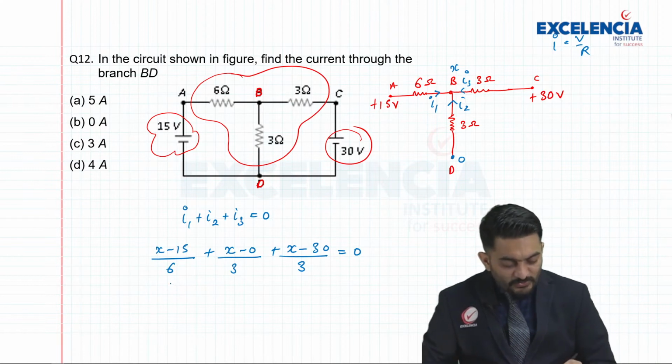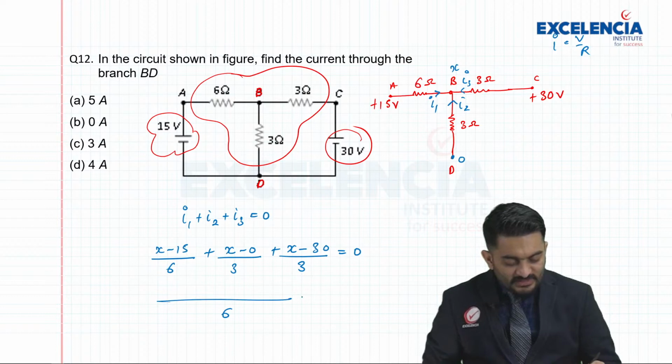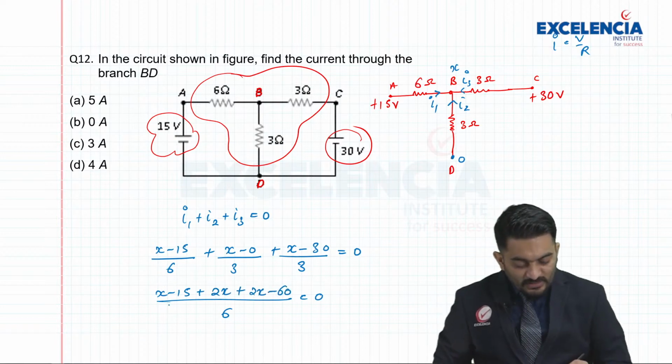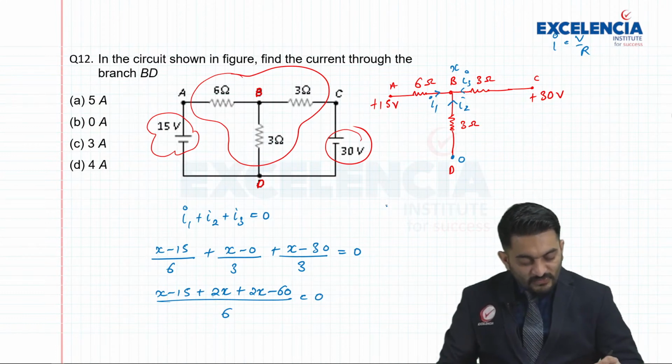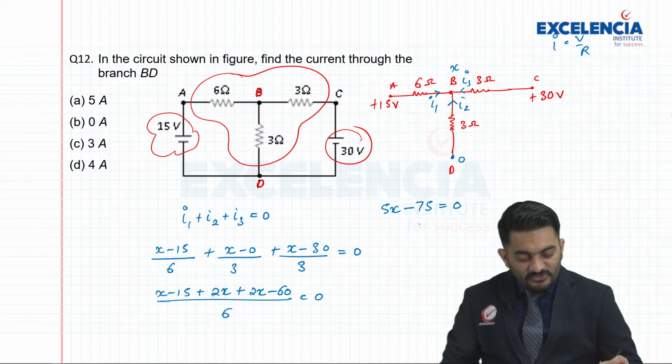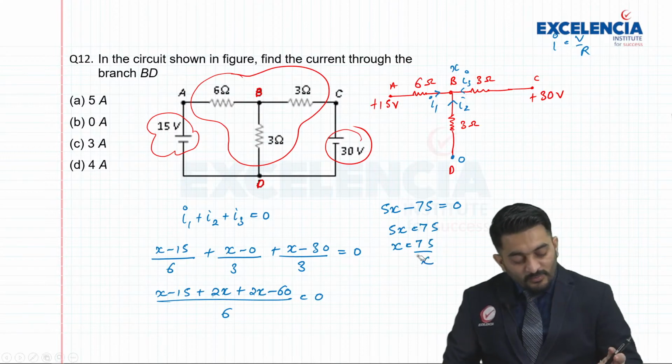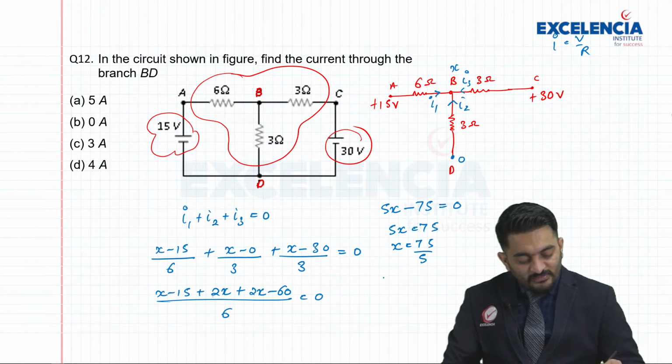For the X value, my LCM here is 6, so I can say this is X minus 15, 2x plus 2x minus 60, so 2x, 2x, 4x and 5x. So 5x, 15 and 60 is going to give me 75. The sum should be equal to 0. That means 5x equals 75. We can get the value of x by 75 divided by 5.